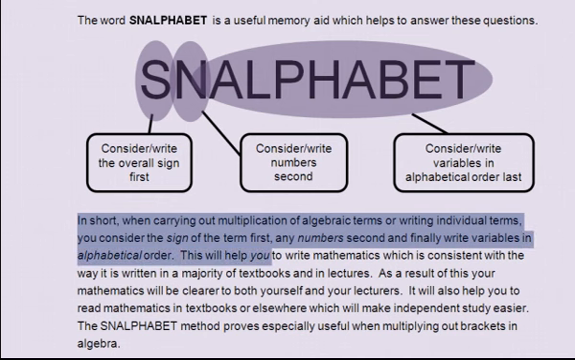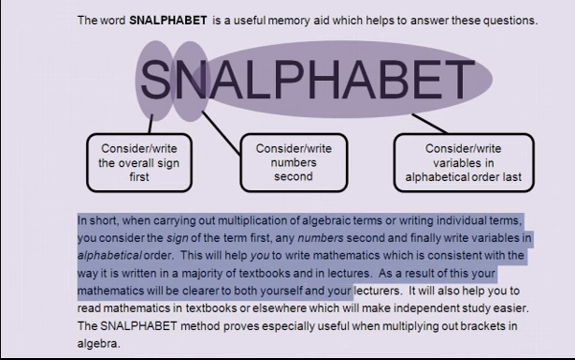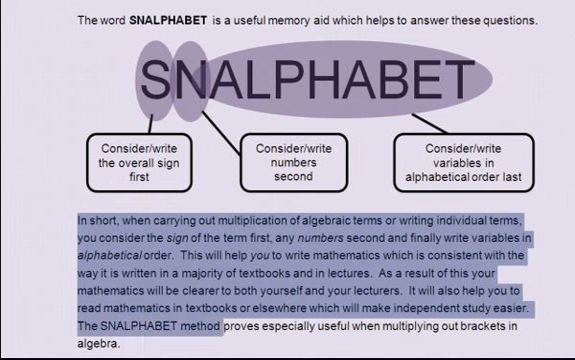This will help you to write mathematics which is consistent with the way it is written in a majority of textbooks and in lectures. As a result of this, your mathematics will be clearer to both yourself and your lecturers. It will also help you to read mathematics in textbooks or elsewhere, which will make independent study easier. The SNAlphabet method proves especially useful when multiplying out brackets in algebra.